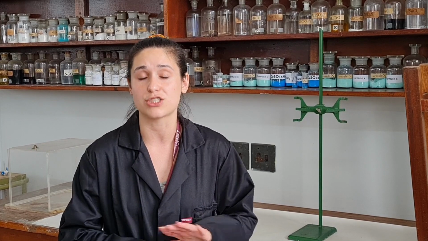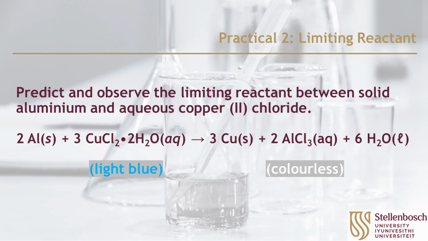The excess reactant is the reactant that is left over at the end of the reaction, and the limiting reactant is the one that is completely used up during the reaction. Now this is important because the limiting reactant is what you use to determine the amount of product that forms. You will be able to monitor the reaction's progress by evaluating the color change occurring in your beaker, as well as the formation of solid copper.